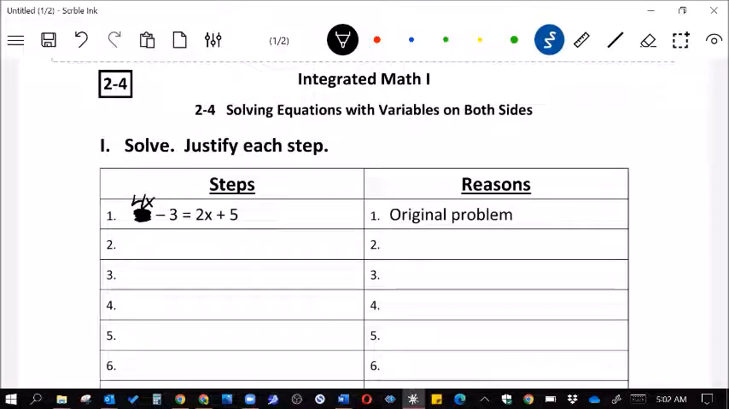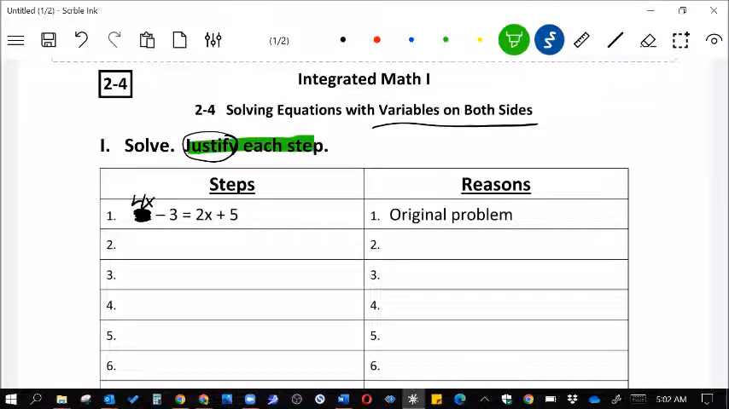Welcome. We're going to solve an equation where right now there are variables on both sides, but this time we are specifically going to justify or explain why we did each step. So when this kind of thing is requested or required, you start off literally by saying for the beginning something along the lines of original problem. So that's what we're doing.